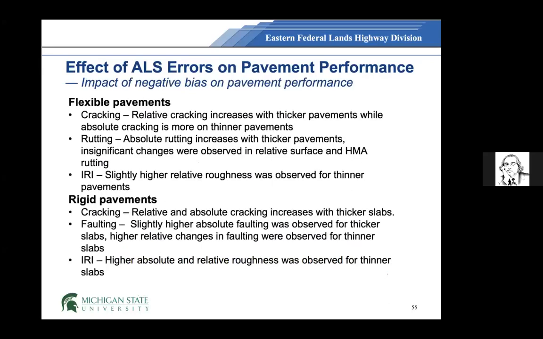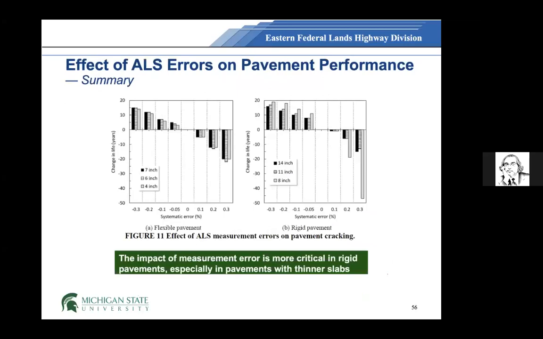Now, I have already mentioned these things, so this is a summary of it. If there is a negative bias, we expect a change in life from 15 to, I would say, about 7 years, depending on the thickness of HMA. This is for PCC, and this is for HMA. That shows that for thinner pavement there is more change, more effect of the load as compared to thicker pavements. So the impact of measurement error is more critical in rigid pavement, especially in pavement with thinner slabs.